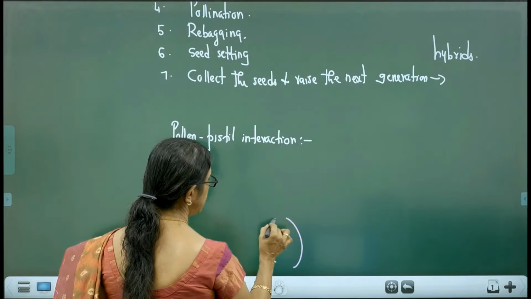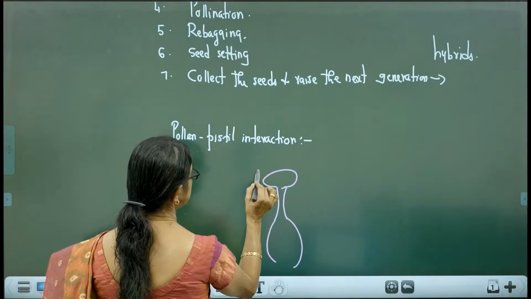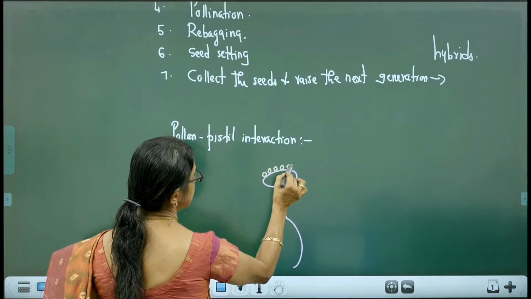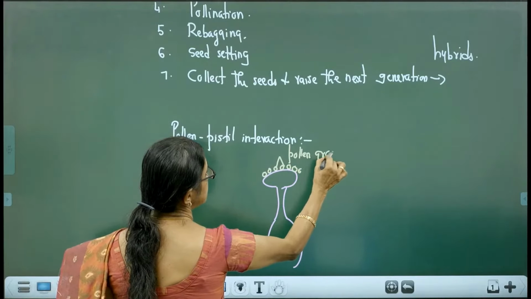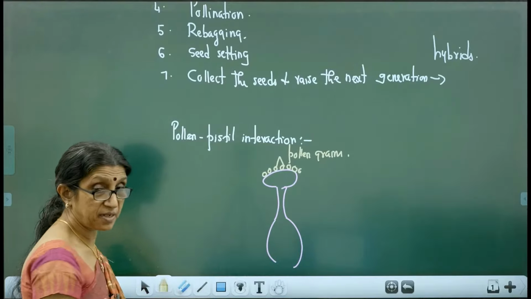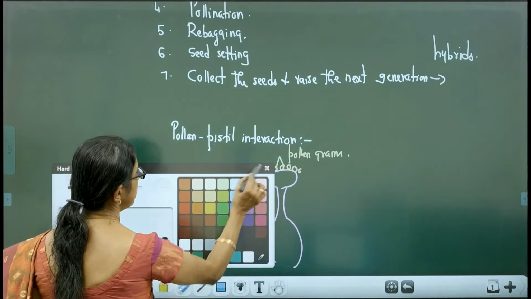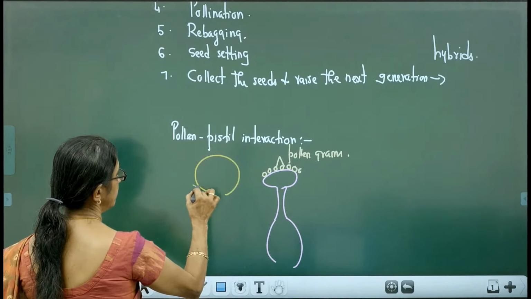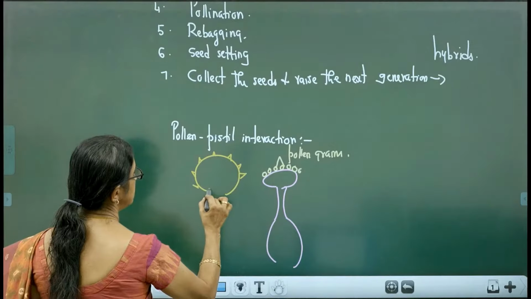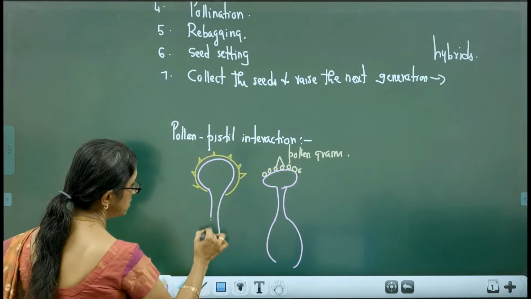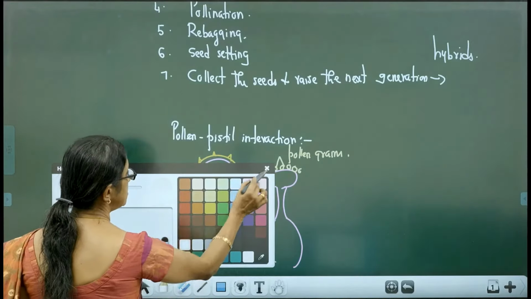This is the ovary, style and the stigma. Here we can see the pollen grains getting collected. After pollen pistil interaction, if it is found to be compatible, it can germinate. So pollen grains germinate if they are found to be compatible. This is the exine. This is the intine. It will come out in the form of a small tube that is called a pollen tube. The process is called pollen germination.